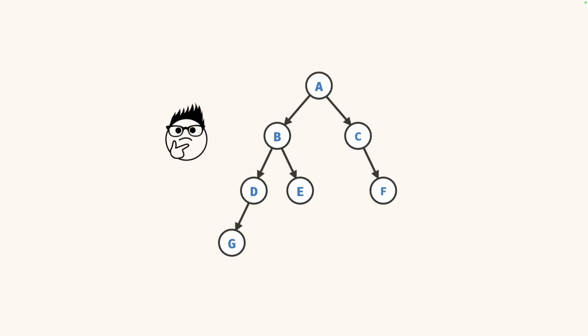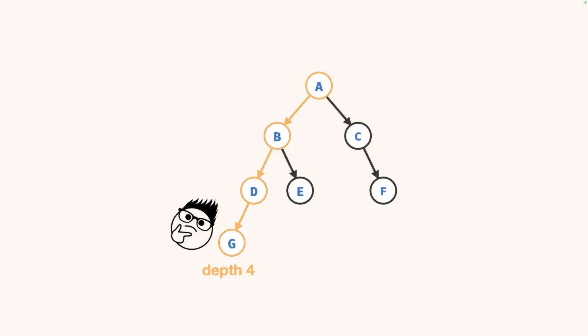So for example, let's look at this leaf node, G. We can say that it has a depth of 4. The way you calculate the depth is you just count the number of nodes from the path starting at the root down to that leaf. So that would start at A and end at G, like so. Because there are 4 nodes along this path, that means G has a depth of 4.